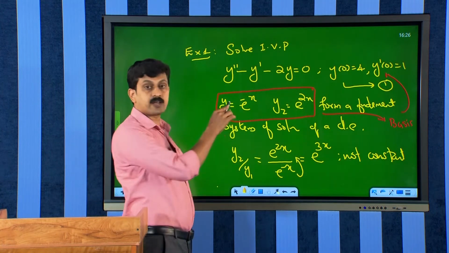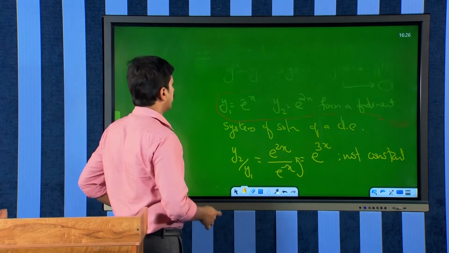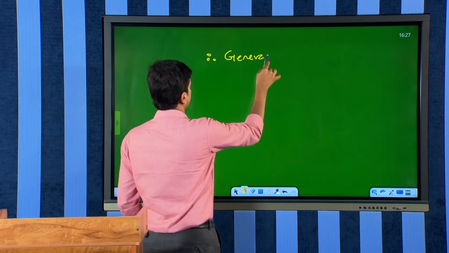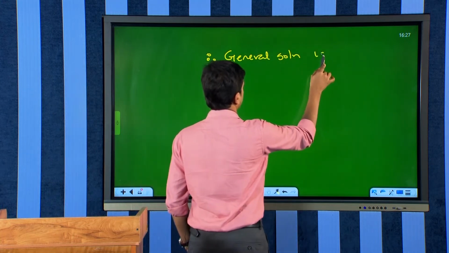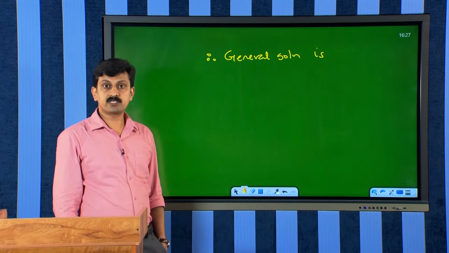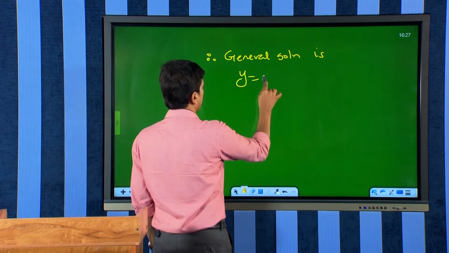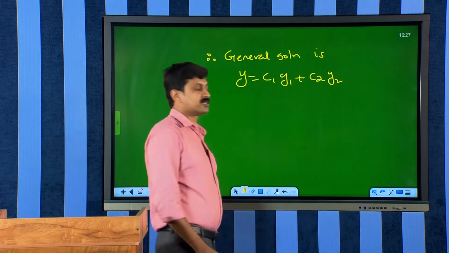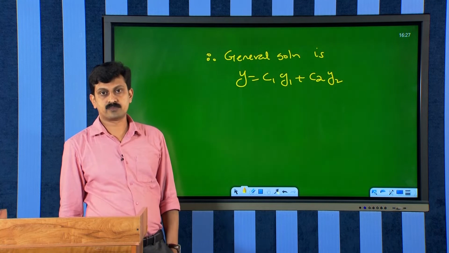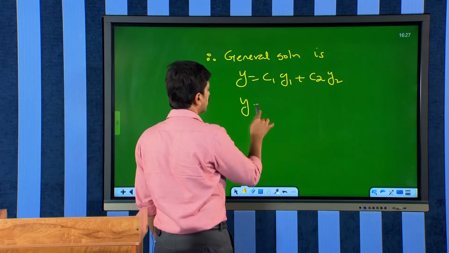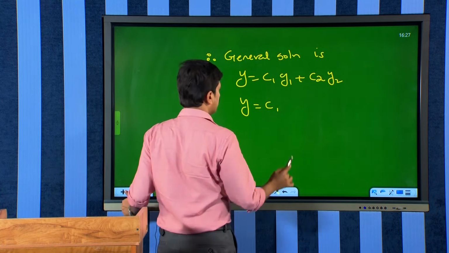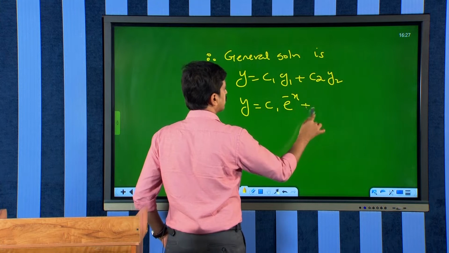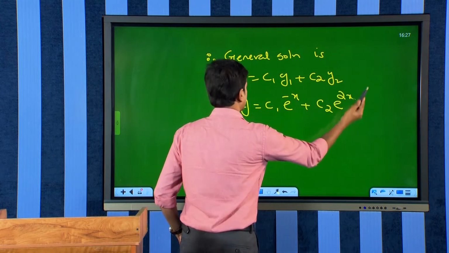Since they are a fundamental system, the general solution is y equal to c1 y1 plus c2 y2. Therefore, y is equal to c1 e raised to minus x plus c2 e raised to 2x.